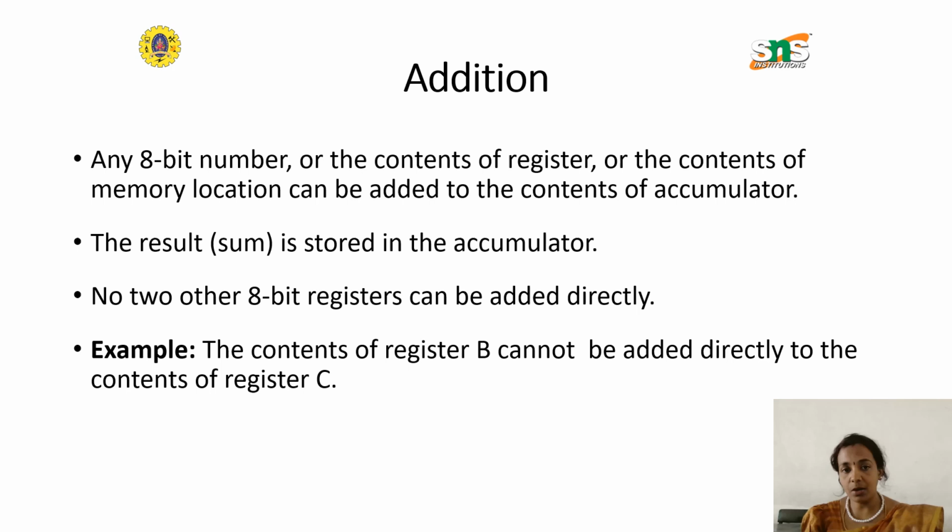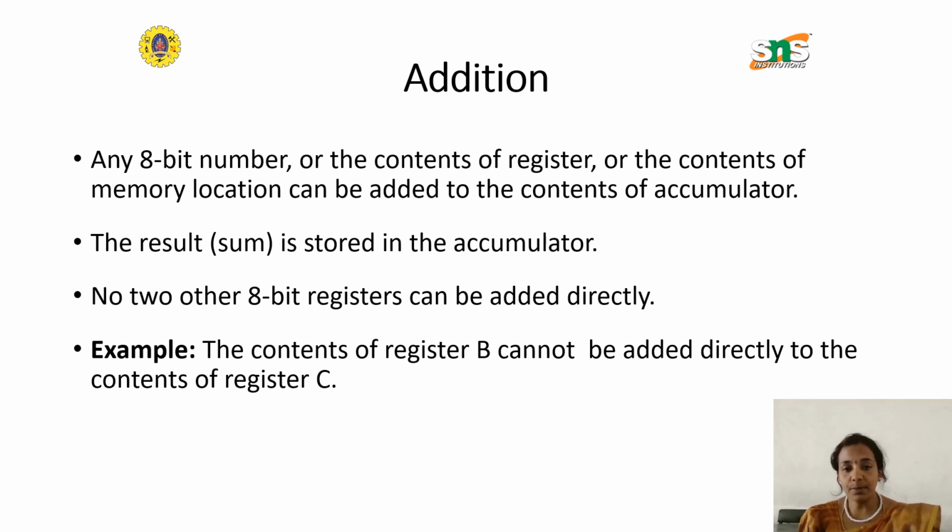Any 8-bit number or the contents of the register or the contents of the memory location can be added to the contents of the accumulator. So any kind of addition between the contents of two registers will come under addition operation. The result sum would be stored in the accumulator. Usually the addition operation sum would be stored in the accumulator.